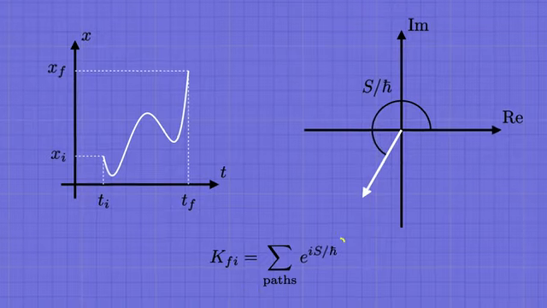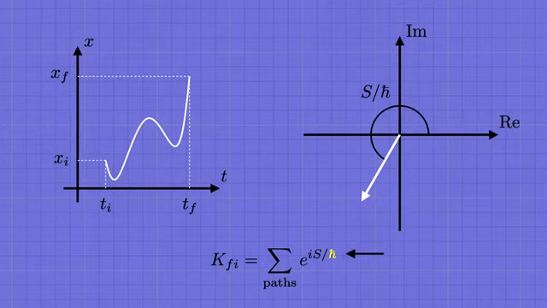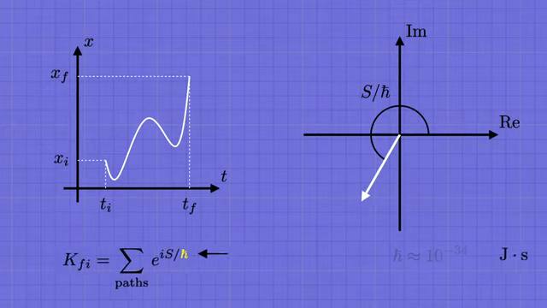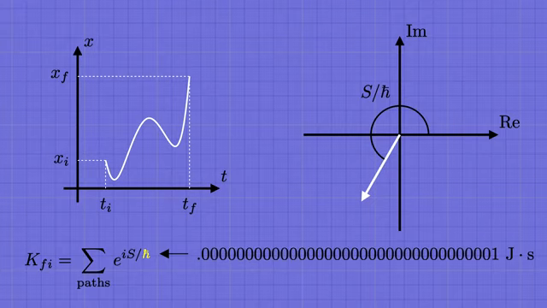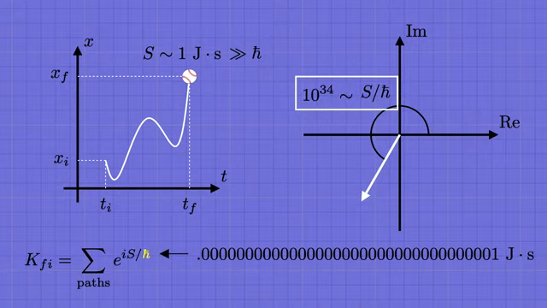Here's the thing though, h bar is really, really, really tiny. Again, in SI units, its value is of order 10 to the minus 34. That's a 1 with 33 zeros to the left of it, and then the decimal point. By comparison, a typical action for a baseball will be something like 1 joule second, maybe give or take a few orders of magnitude in either direction, but it's vastly larger than the value of h bar. And so the angle S divided by h bar will be an enormous number for a typical path for a baseball, on the order of 10 to the 34 radians.